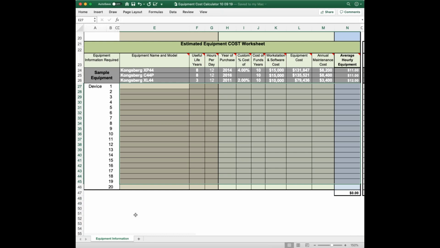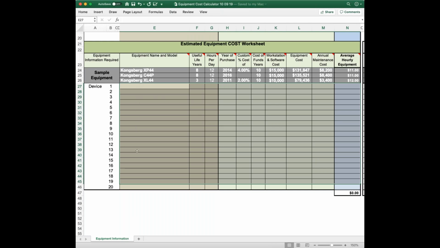And the worksheet is set up so that it can accommodate 20. If you have more than 20 pieces of devices, just break them up in whatever order makes sense to you, perhaps by category, or perhaps by those that are the most frequently used, and just break it up into multiple steps.